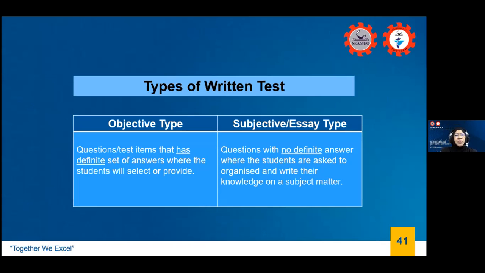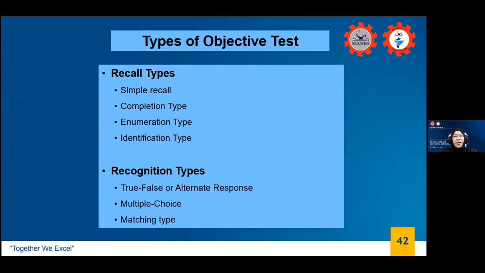Right, so this is what Mr. Sofat was saying earlier, the two main types of written tests. Remember, it is written test, not just two types of tests, but two types of written tests, which could be objective or subjective or essay. We know that objective test has two main types, recall and recognition. Recall has 4 subtypes: simple recall, completion, enumeration, identification. The recognition type has 3 types: true, false, or alternate response, multiple choice, and matching type.